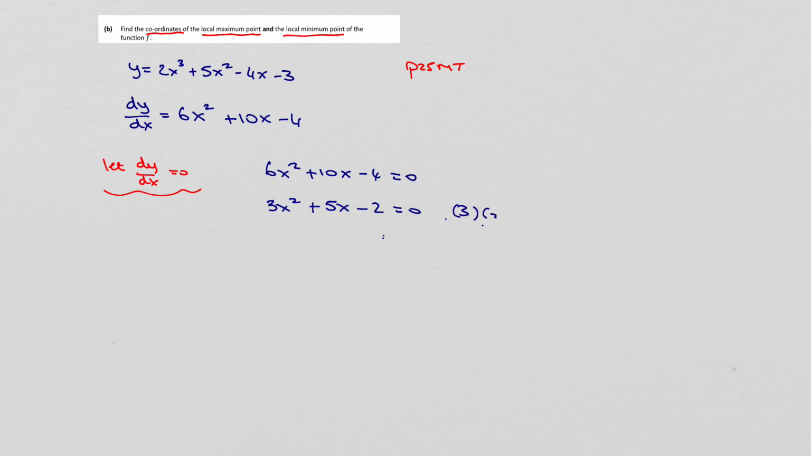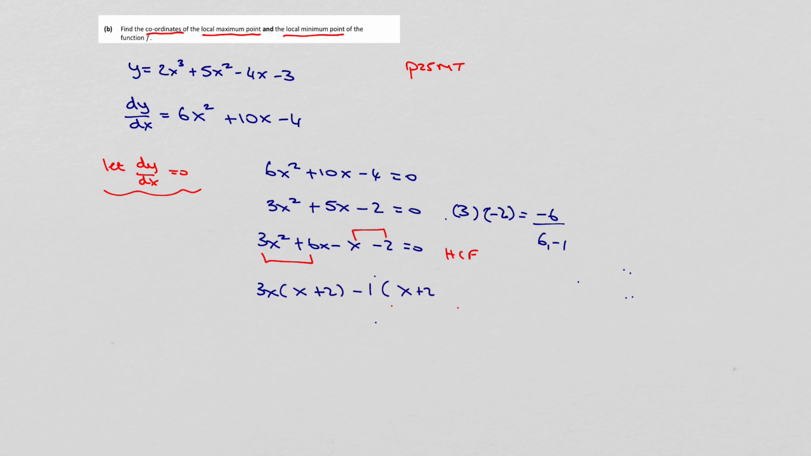So what multiplies to give us minus 6 and adds to give us 5? Well, it must be 6 and minus 1, I should say. So that should give me 3x squared plus 6x minus x minus 2 equals 0. Take out the highest common factor between the first two terms and the second two terms. So we have 3x is common, leaving us with x plus 2. Minus 1 is common, leaving us with x plus 2.